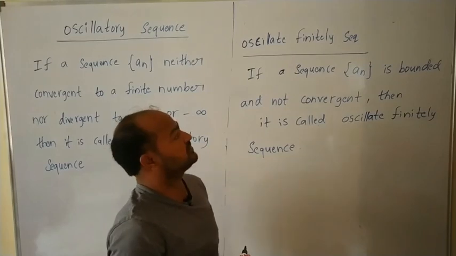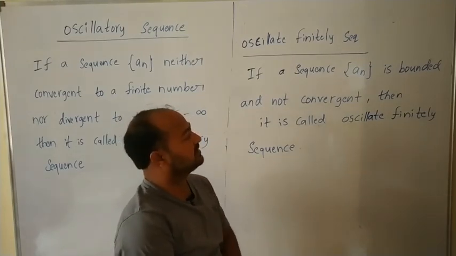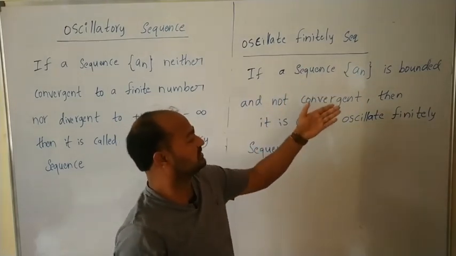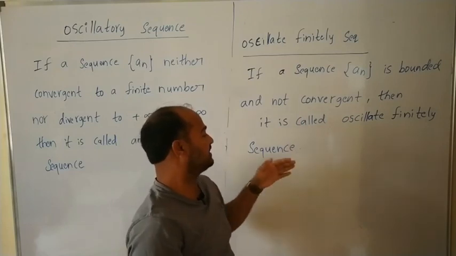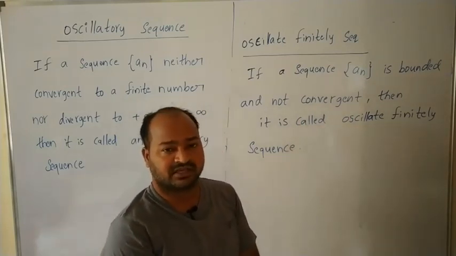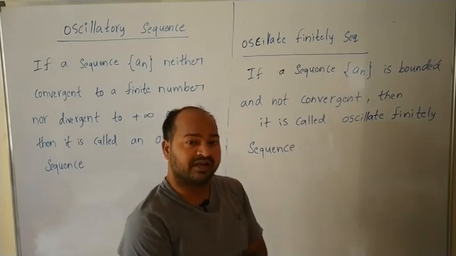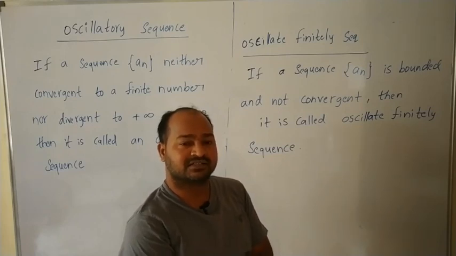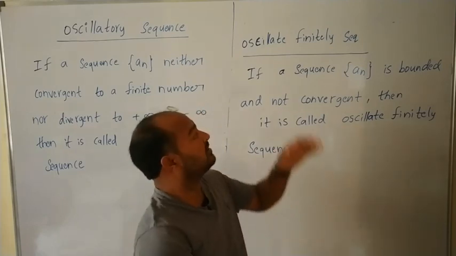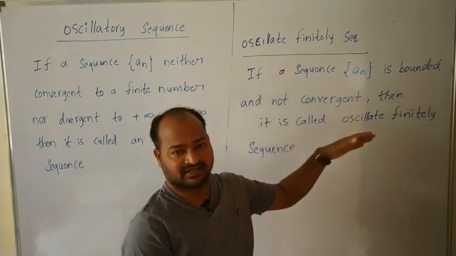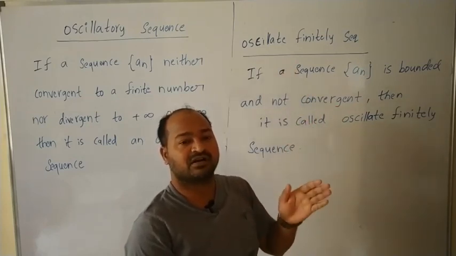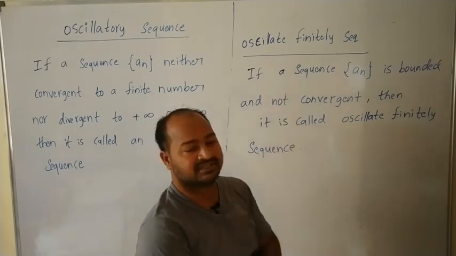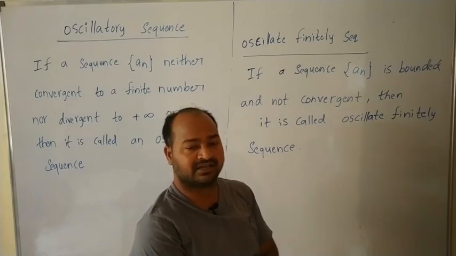Oscillate finitely sequence means: if a sequence an is bounded and not convergent, then it is called an oscillate finitely sequence. A sequence which is bounded and not convergent is called an oscillate finitely sequence.